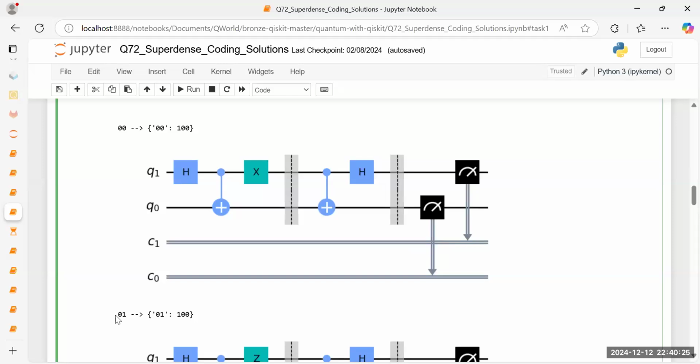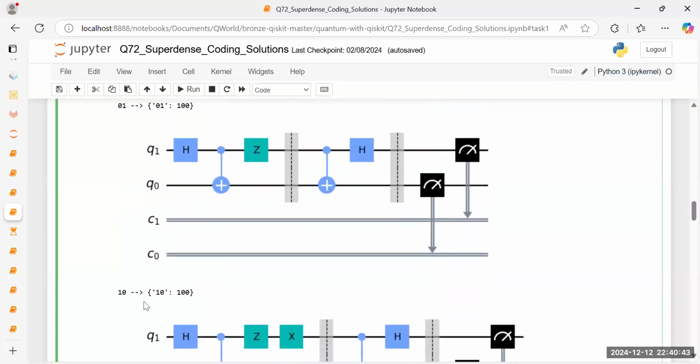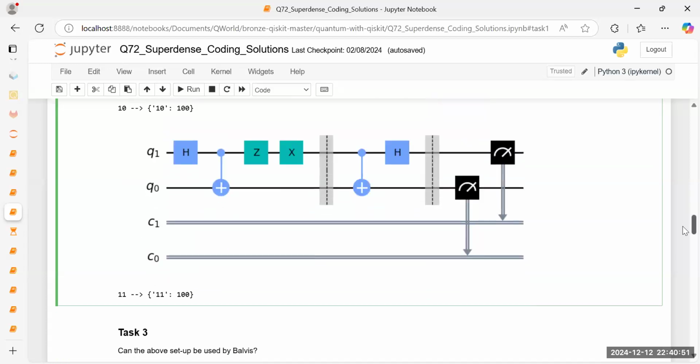Okay, here, the information that is to be sent is 0, 1. So because of that, Azure applies the X gates, and 0, 1 was successfully sent. So when she wants to send 1, 0, she applies the Z gates, and 1, 0 is successfully sent. And finally, for 1, 1, she applies both gates.